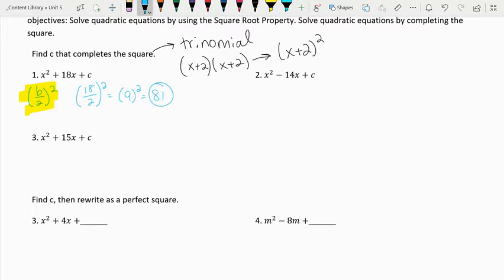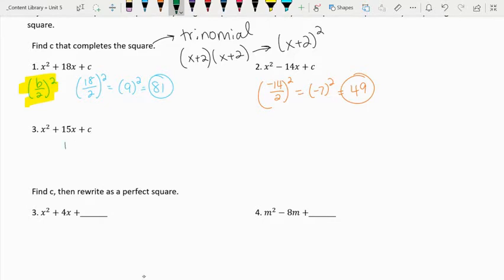Now, I do want you to show your work like this right now because it makes more sense later when we do it. So keep that in mind. On number 2, b is negative 14. And if you divide negative 14 by 2, you get negative 7. Negative 7 squared is a positive 49. Remember, whenever you square a negative, it becomes a positive.